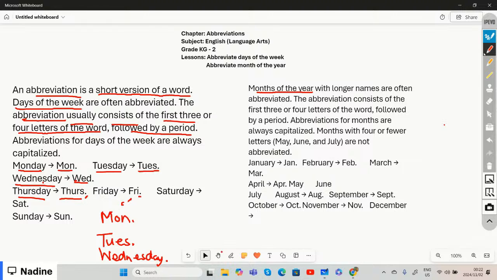All right. So just the same as days of the week, months of the year are the same. The only difference is that months of the year are a bit longer than the days of the week, but still we choose the first three or four letters of the word.